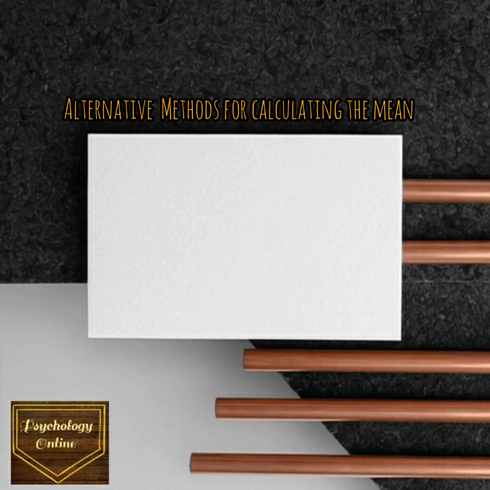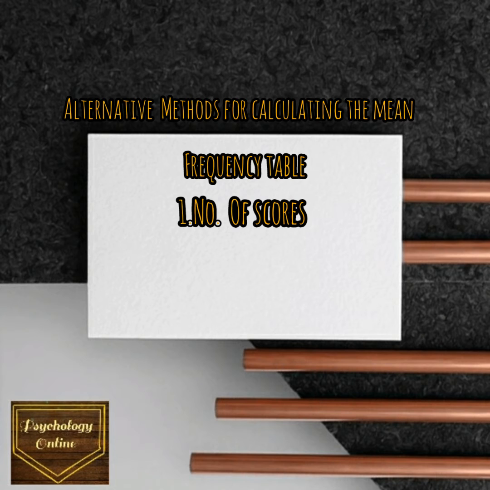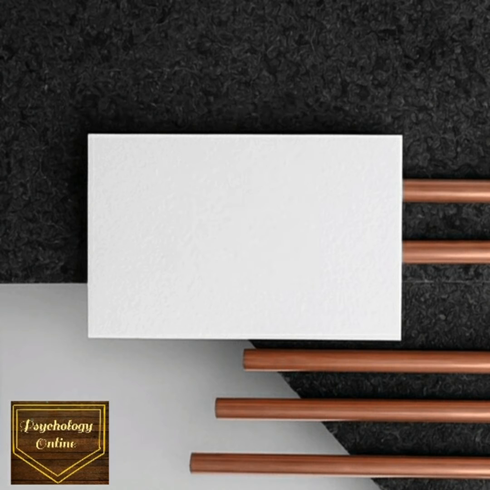It is possible when the scores have been organized in a frequency table. In alternative methods, first of all, we have to determine the number of scores by adding frequencies. Secondly, we have to find the sum by computing summation of x. So these were the alternative methods for frequency tables. Now what are the characteristics of a mean?